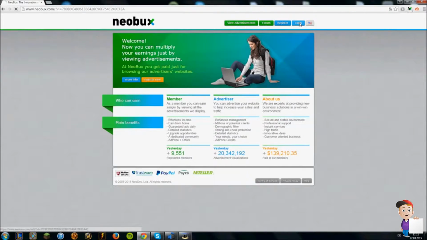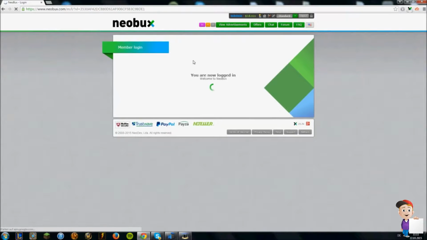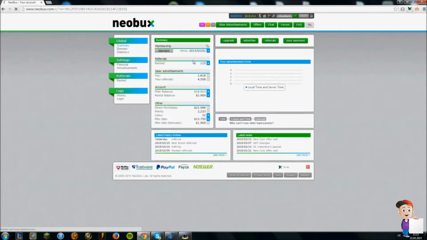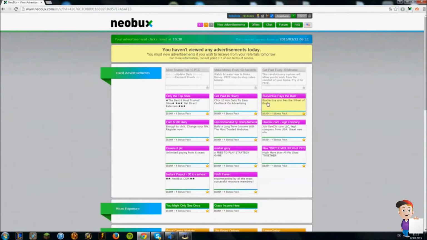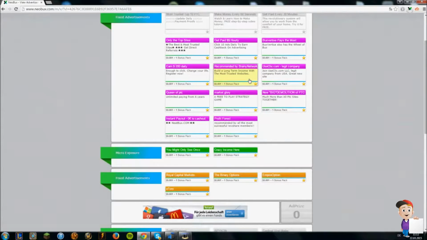So I will just log in right now. And I will come to my first point, which is view advertisements here. When you click view advertisements, you get to this page here. You see three different types of ads here, which are the purple ones, the green ones, and the golden ones. The golden ones are the most important ones, and you will later know why.